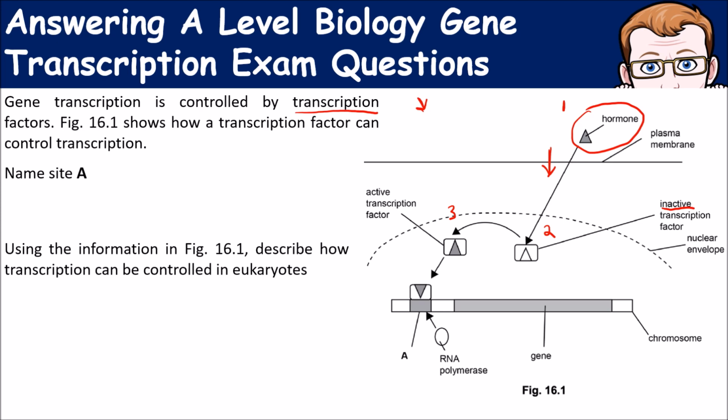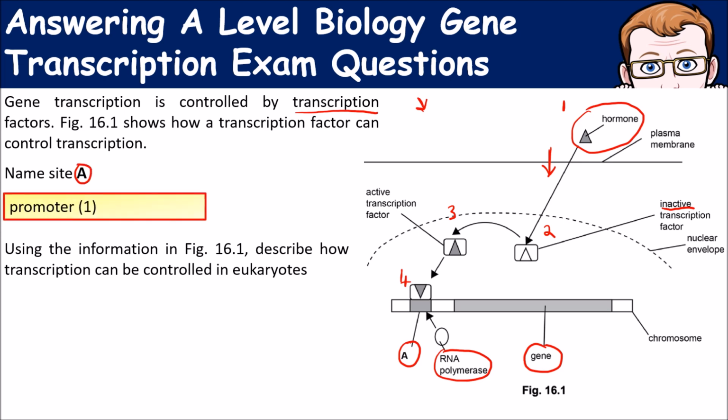And then finally, we can see that our transcription factor will bind to a specific region on the DNA that the RNA polymerase is going to bind to. Remember that if the RNA polymerase is binding to that, that's probably some sort of promoter region, because that's going to promote the transcription of this gene further down the DNA. So if we go back to the question, naming site A, quite simply, site A is going to be a promoter or a promoter region.